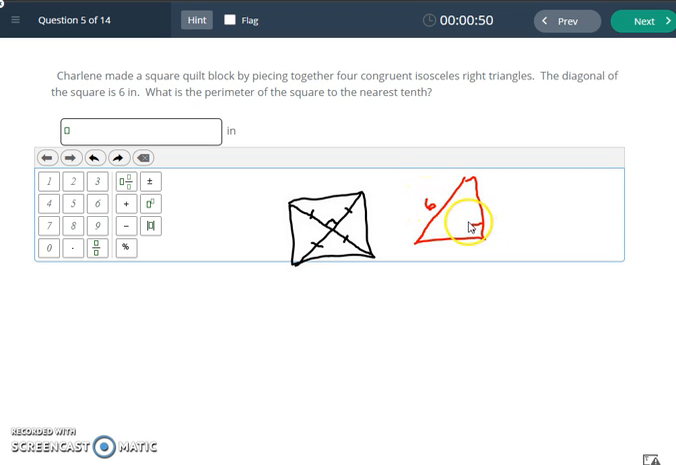What's the perimeter of the square to the nearest tenth? So again, it's going to be a 45-45 right triangle. The lengths of my sides are going to be x, x, and my hypotenuse is x radical 2. So if 6 is equal to x radical 2, I'm going to divide by radical 2 on both sides. Using the calculator, that's going to give me that x is equal to 4.2.